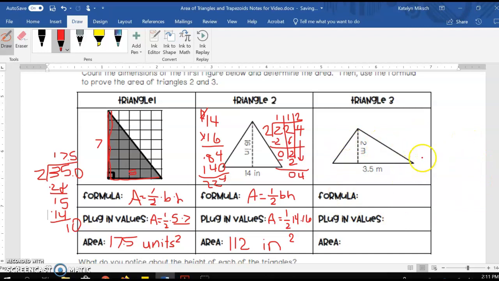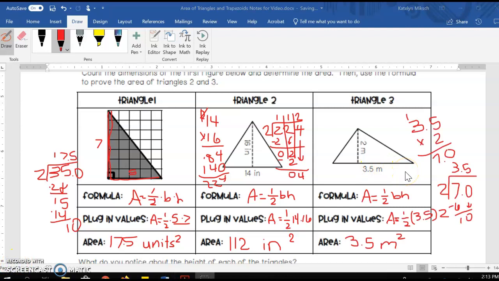Okay, I want you to take a look at triangle 3. That one has a decimal in it, but it should be pretty easy. Go ahead and pause and try that one for yourself. Okay, let's check triangle 3.